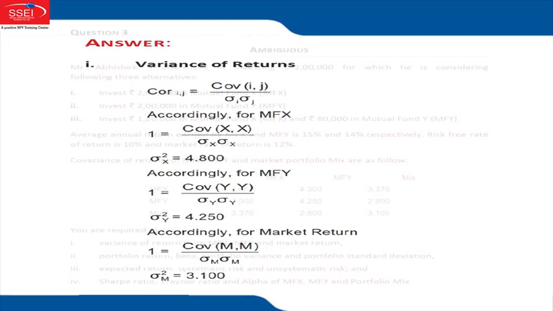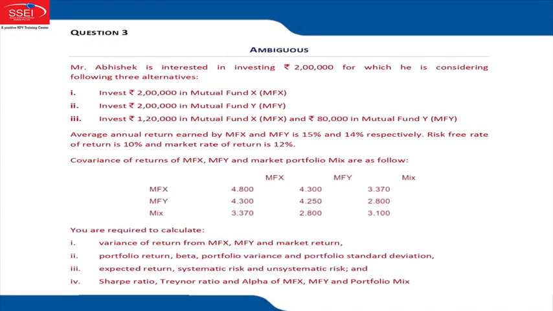Let's go back to the question. So the first part you don't have to calculate. The diagonal is the answer. 4.8, 4.25, 3.1. Question number 2. Calculate the portfolio return. So the portfolio was the mixed portfolio. Okay, 60-40 weight. And the return on both the funds were 15 and 14.